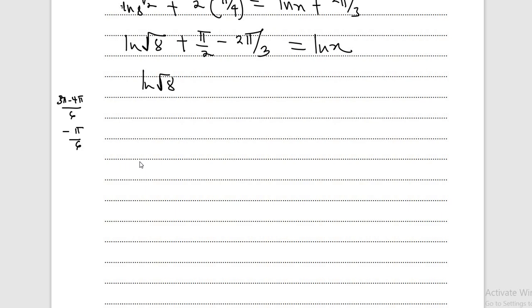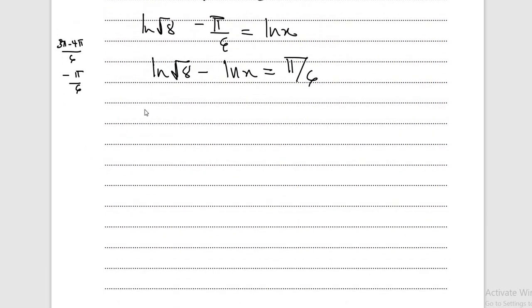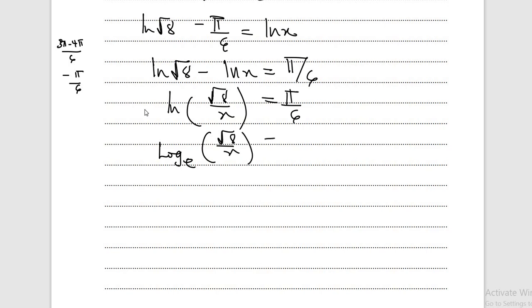Let me check it again. Okay, that's minus pi over 6 equal to ln x. So bring the ln together. Ln root 8 minus ln x equal to pi over 6. I'm very sure you are familiar with the rules. Ln root 8 minus ln x means ln of root 8 over x equal to pi over 6. And ln of root 8 over x means log base e of root 8 over x equal to pi over 6.